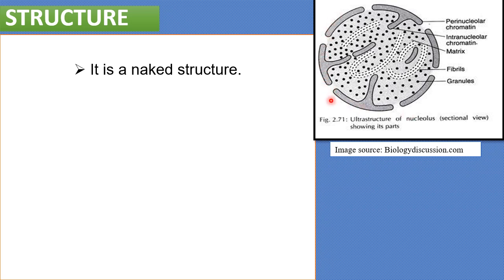Though it is not covered by any kind of biomembrane, it looks like a membrane-bound organelle because the perinuclear chromatin, which is present at the periphery of the nucleolus, gives a membrane-bound appearance. From the perinuclear chromatin, certain septal-like structures arise, which are known as the intranucleolar chromatin, and due to the presence of this perinuclear chromatin, the nucleolus looks like a membrane-bound organelle.